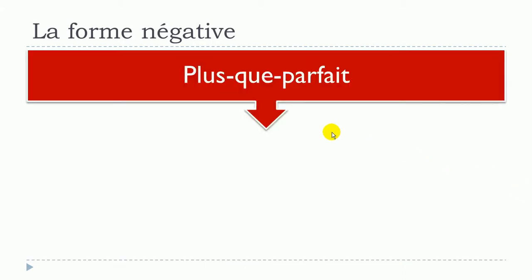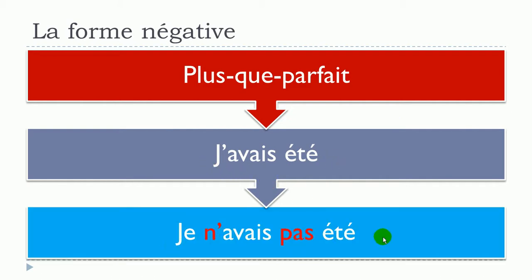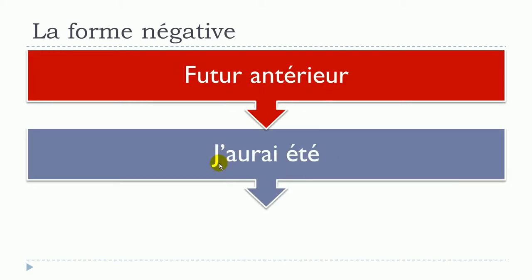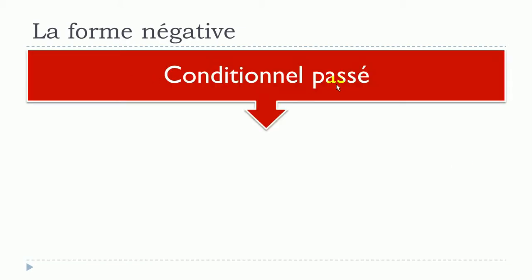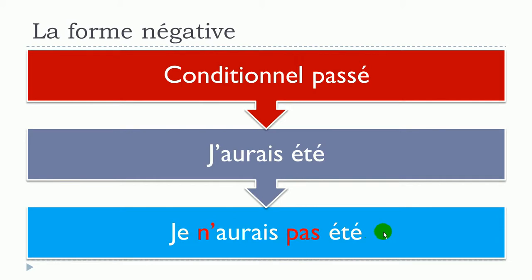So, for instance, for the plus que parfait, another compound tense, it will be exactly the same. J'avais été, je n'avais pas été. Okay, so before and after avoir. Futur antérieur, well, it will be exactly the same thing. J'aurais été, je n'aurais pas été. Conditionnel passé, another compound tense, it will behave exactly the same way. J'aurais été, je n'aurais pas été.